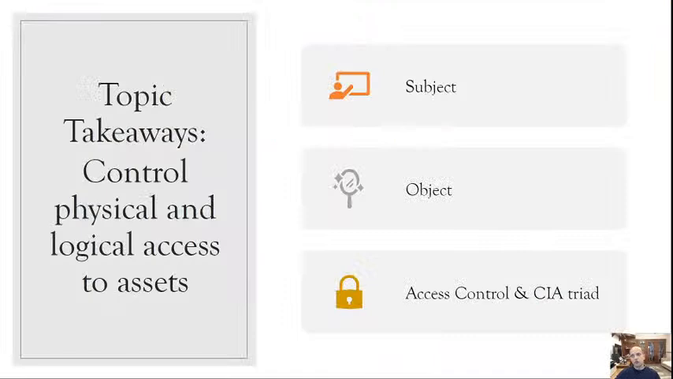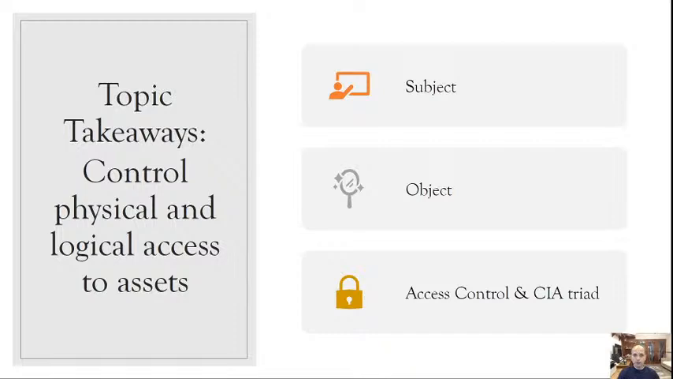In this domain, Domain 5 of CISSP, the first topic is about controlling physical and logical access to assets. Whenever we discuss physical and logical access to assets, we need to understand the concept of subject and object. The subject is something which is going to get the access, and the object is what we are going to provide the access to. That is the difference we need to understand, right? So whenever any particular user is going to access any particular portal, the user is our subject and the portal is our object.